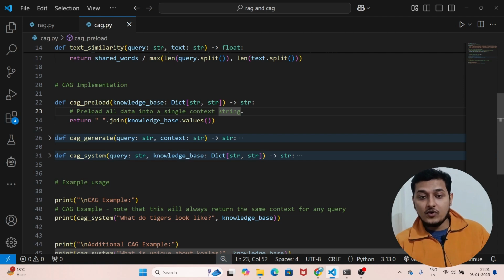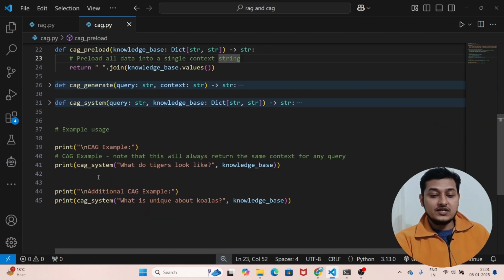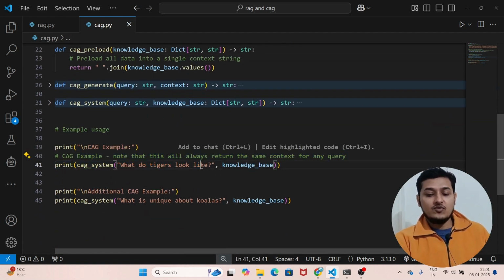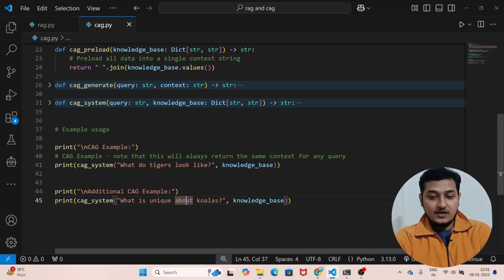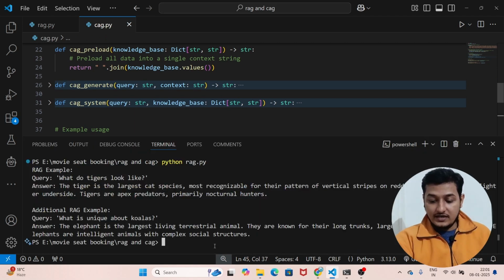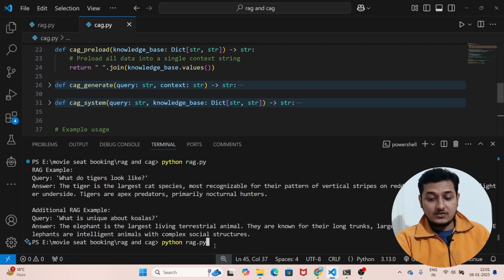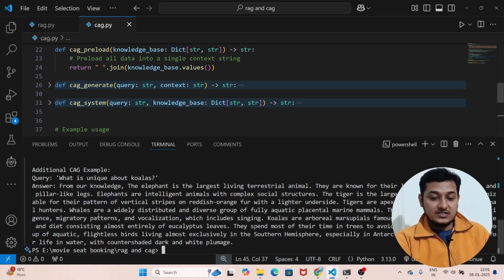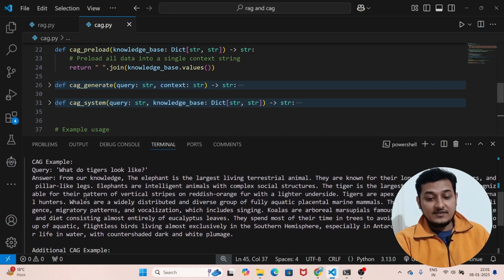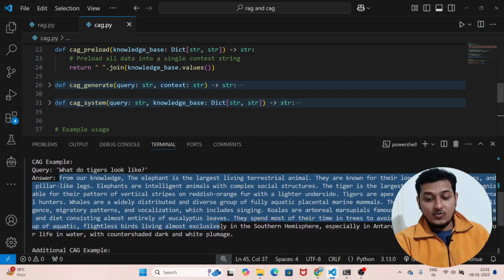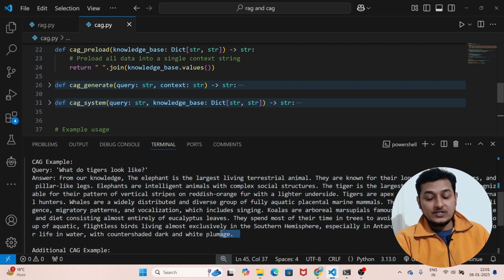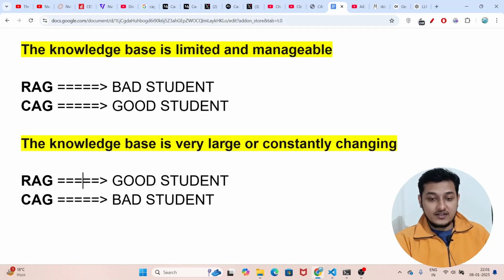I hope you got it. Now again I am asking the same question here also. So if I open the terminal and run the command again, python, now instead of RAG, this time it will be CAG. I press enter, and you see that I got the answer. This time I got the answer in a more detailed way.